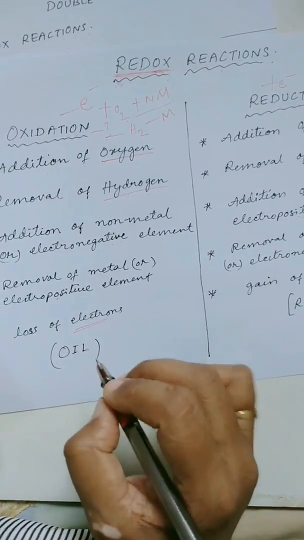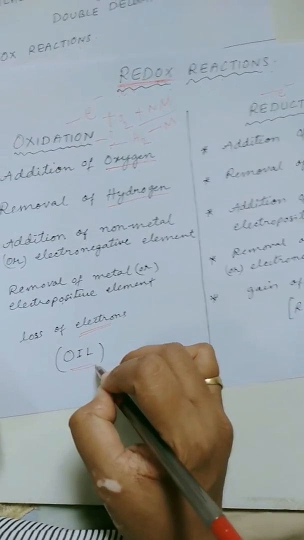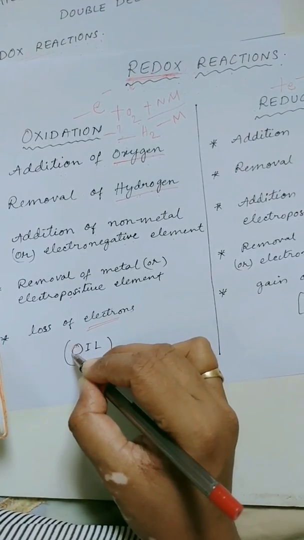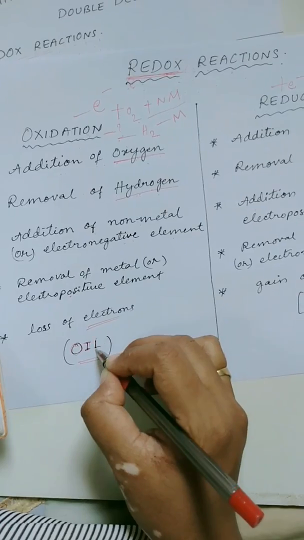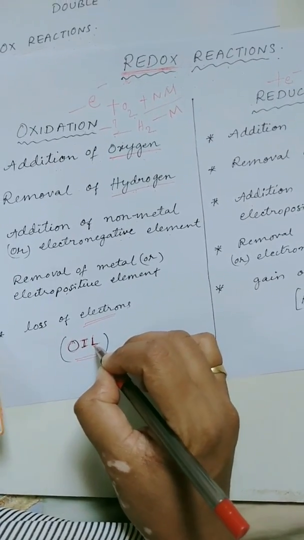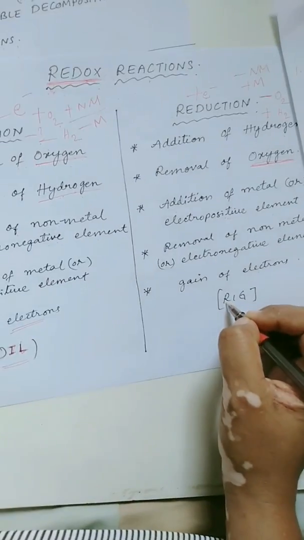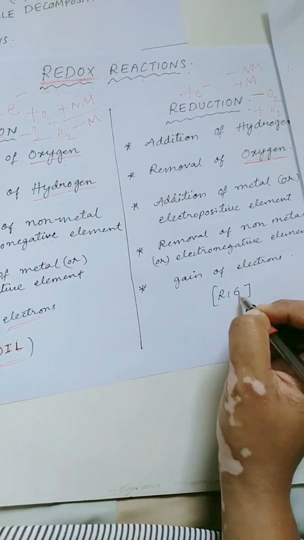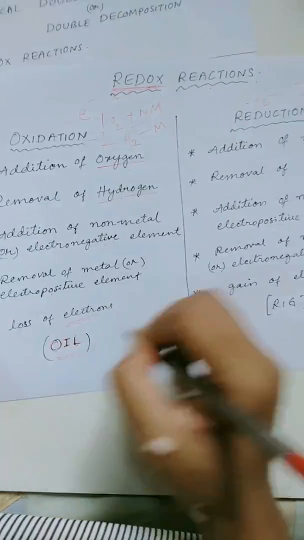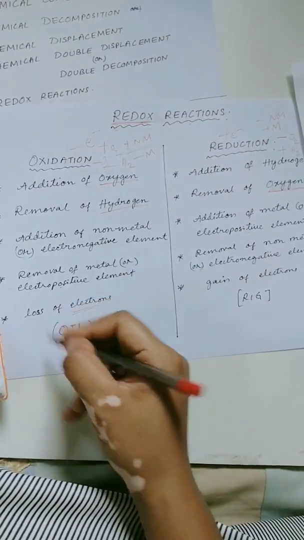So there's one mnemonic actually to remember this, which is OIL RIG. Oxidation Is Loss of electrons. Reduction Is Gain of electrons. OIL, RIG. So you won't have any confusion whether it is a loss or gain.